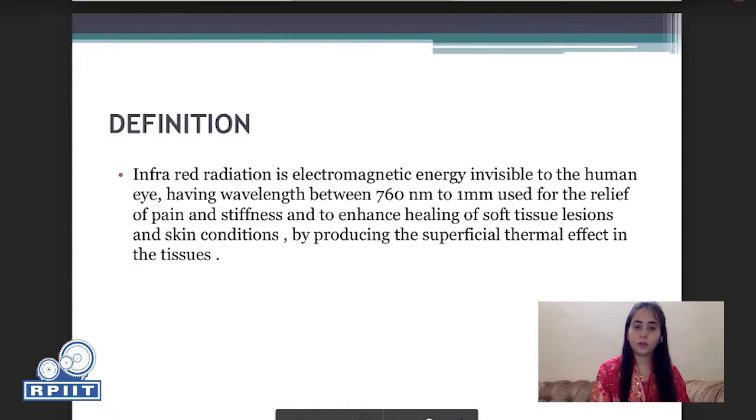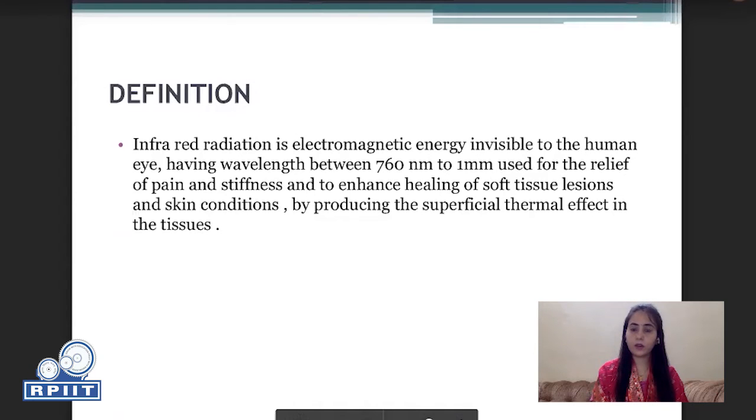Definition: IR is an electromagnetic energy invisible to the human eye, having wavelength between 760 nanometer to 1 mm, used for the relief of pain, stiffness, and to enhance healing of soft tissue lesions and skin conditions by producing the superficial thermal effect in the tissue.